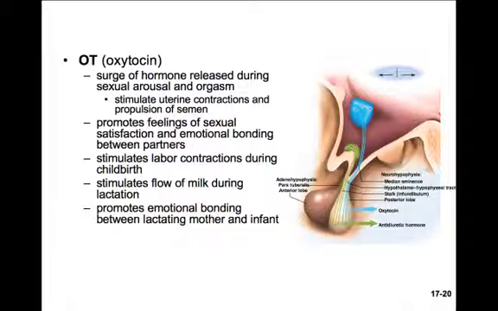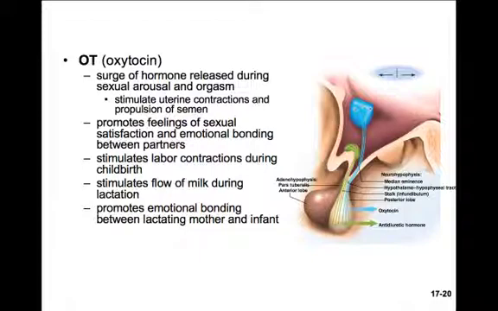The other hormone is oxytocin. Oxytocin is a pretty popular hormone these days. It's said to be the love hormone because it's a surge of this hormone that's released during sexual arousal and orgasm, and it's said to create attachment between mates. It also stimulates the uterine contractions that are seen in orgasm as well as the propulsion of semen. It promotes feeling of sexual satisfaction and emotional bonding between partners.